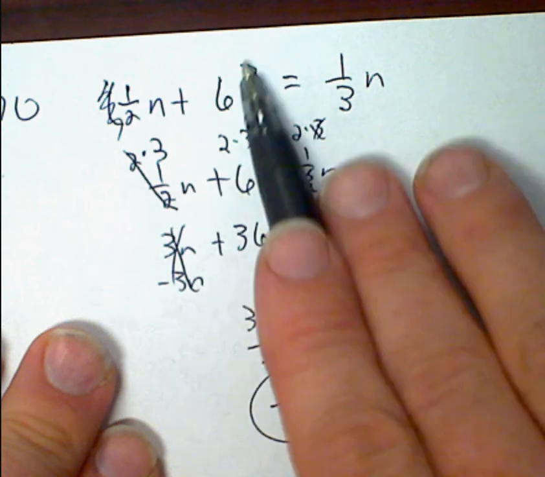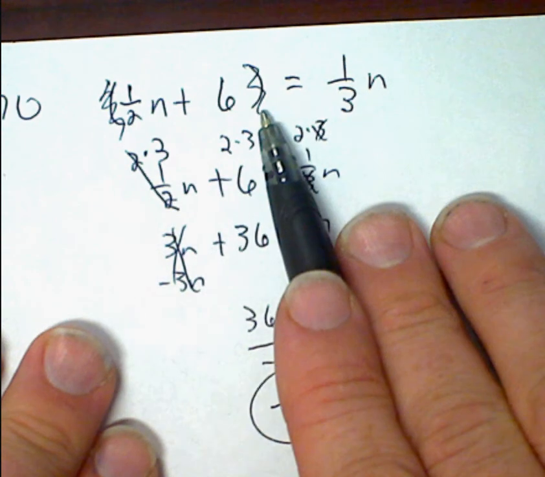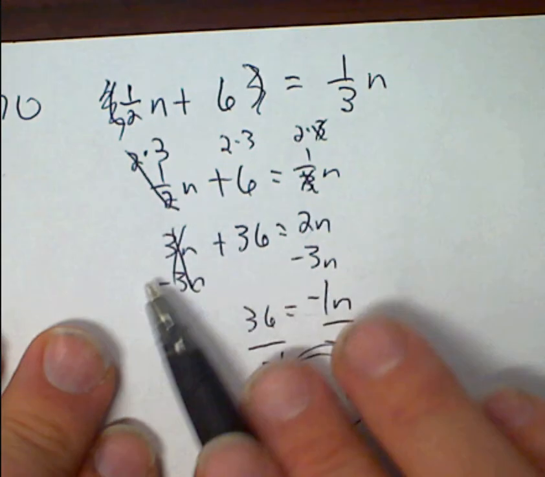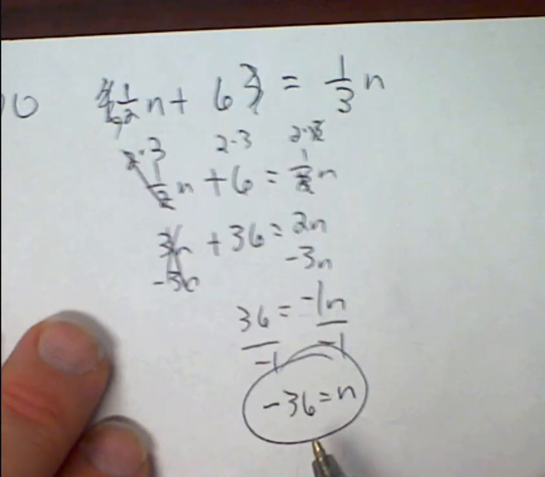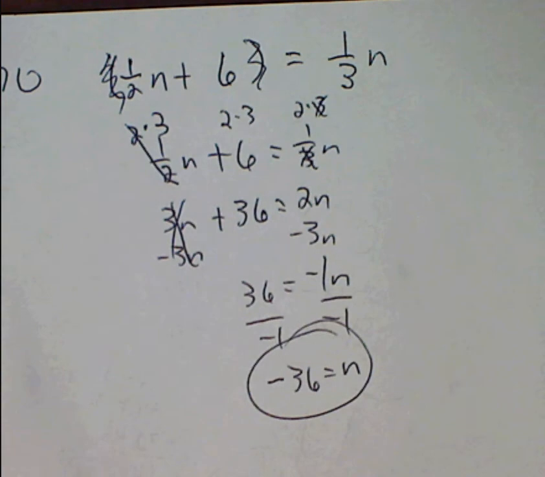I don't need the parentheses, so I took them off. Go ahead and solve your equation. Look at my work, and you should get -36. Pause the video and see what I did. And we are done.